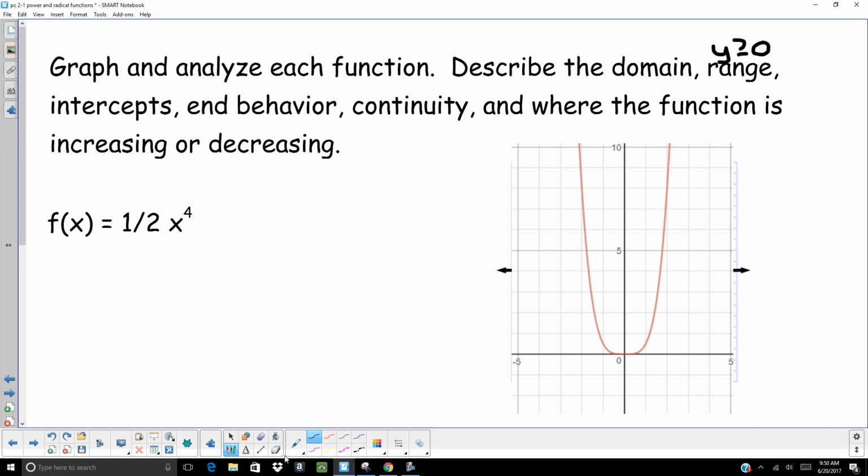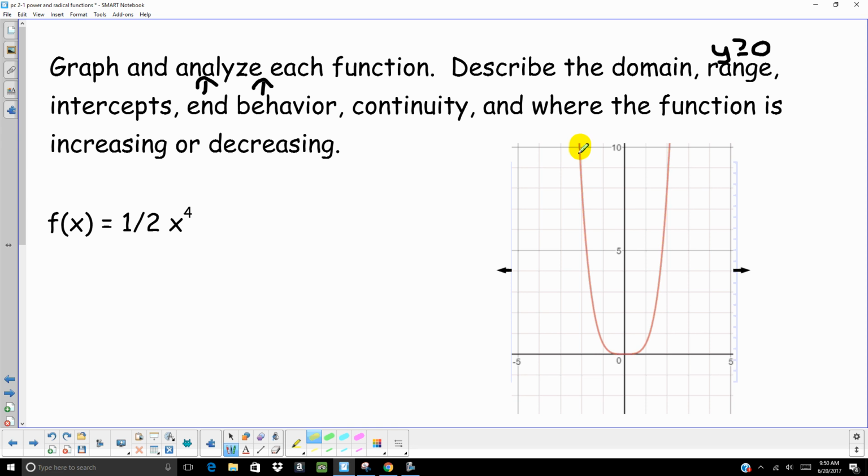Okay? My intercepts, well, my x and my y-intercept is 0 because it's crossing at 0, 0. So my y-intercept is 0, my x-intercept is 0. My end behavior is up, up. It's continuous. The whole graph is continuous because I don't have to pick my pen up at all.